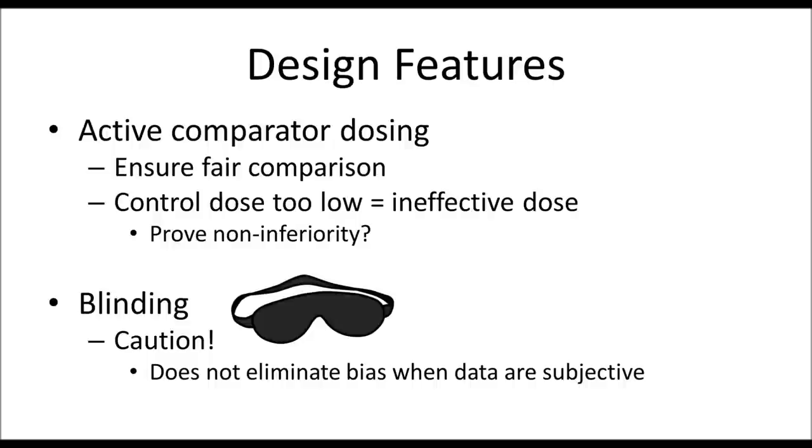The second design feature to be cautious about is blinding. While it is considered to be the gold standard in superiority trials, blinding will not always remove bias in a non-inferiority trial. In a non-inferiority trial, the goal is to prove that the new treatment is no worse.